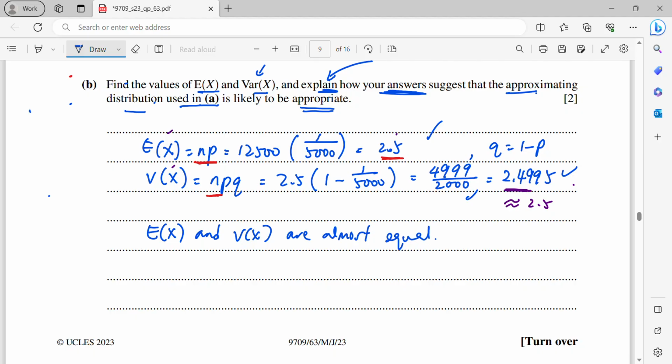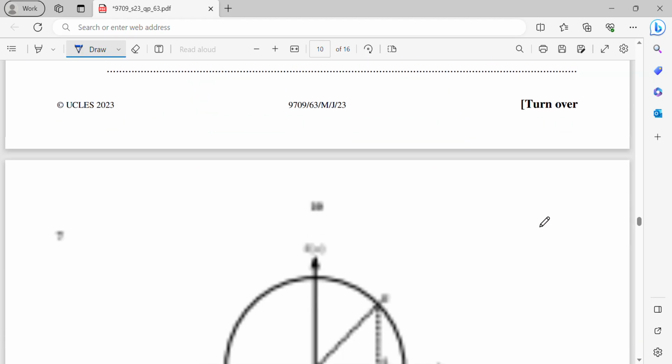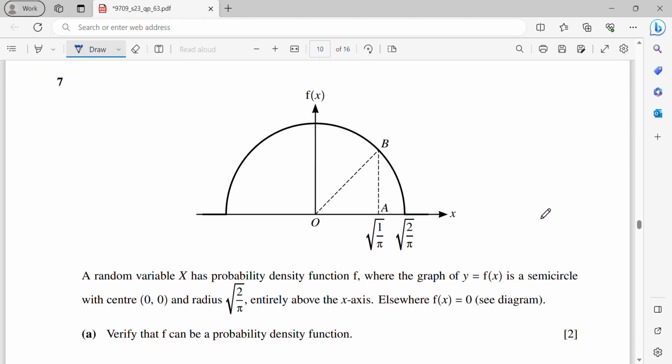Okay, so they are both almost equal. Therefore, it is also almost equal to the lambda in the Poisson. Okay, now for question 7.